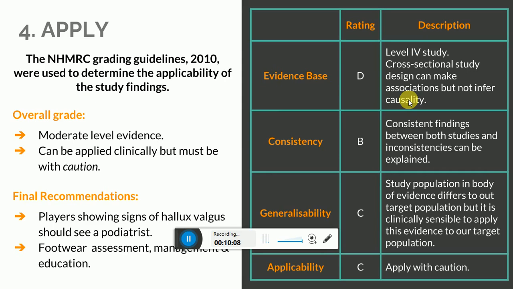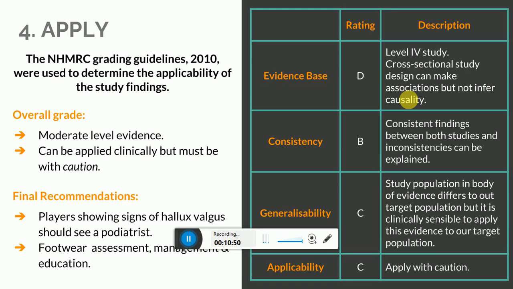We use the NHMRC levels of evidence and grading tool to determine whether we can apply these findings to our target population of sports players. Both studies were rated as level 4 evidence, or poor, and were graded D. Whilst level 4 studies cannot infer causality, the cross-sectional study designs do allow for associations to be made. In both studies, it was observed that women who wore high heels or shoes with a heel elevation greater than 25 millimeters had an increased likelihood of having hallux valgus. Whilst both studies rated poorly for levels of evidence, both revealed consistent findings and were able to show statistically significant association between hallux valgus and a history of wearing high-heeled shoes.